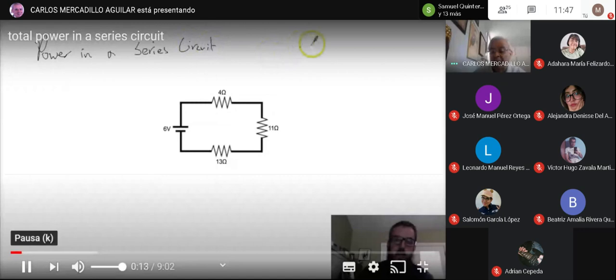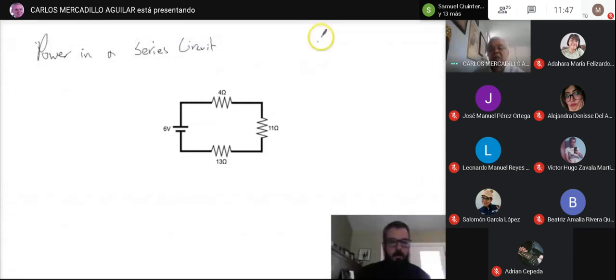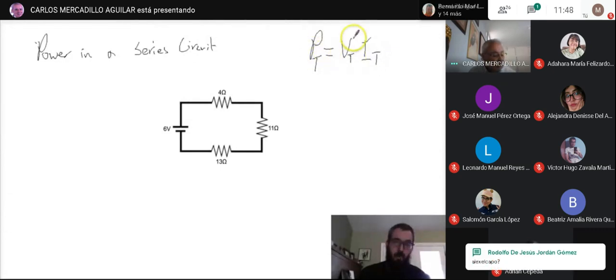So there's a couple of things that we need to remember about power to get power in a series circuit. And the first one is that P equals VI, right? This is our usual power formula, but we can also do this with totals, right? Power total equals the voltage total times the current total, right?